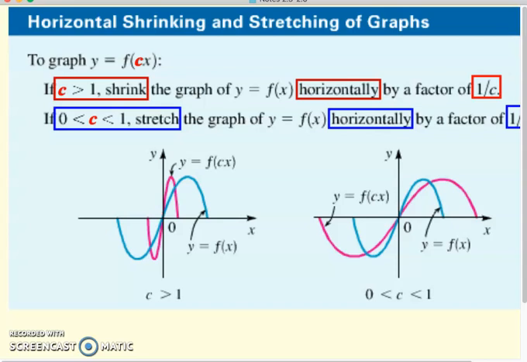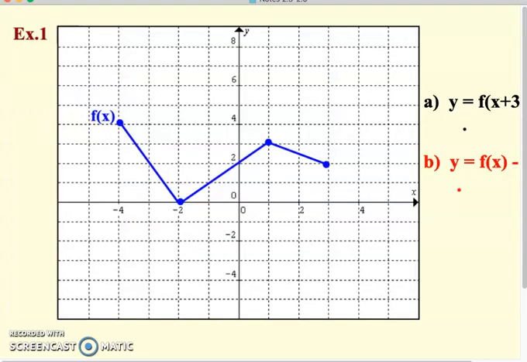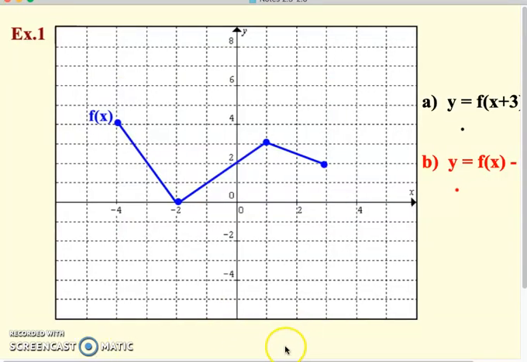So again, think of vertical, the number does what it says. Horizontal, left, right, opposite, stretch, horizontal stretch, or shrink, reciprocal. Okay, let's see them in action. That's, of course, the best, is to have all the visual stuff in front of you.